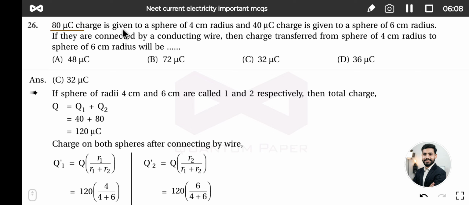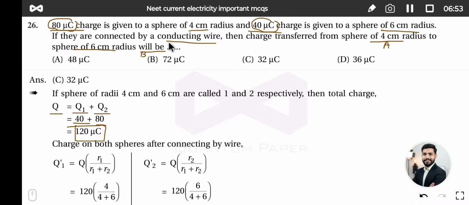80 microcoulomb charge is given to a sphere of 4 cm radius and 40 microcoulomb charge is given to a sphere of 6 cm radius. If they are connected by a conducting wire, then the charge transferred from the sphere of radius 4 cm to the sphere of radius 6 cm will be, means how much charge is transferred from the first sphere to the second sphere, let's say A and B. So first of all, let's calculate the total charge. Let's say the first sphere has charge 80 and the second sphere has charge 40 microcoulomb. So total charge Q is equal to Q1 plus Q2, 40 plus 80, which is nothing but 120 microcoulomb.